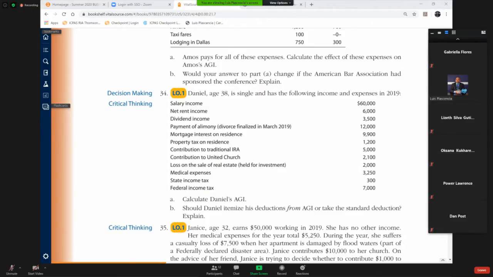Gross income, we figured that out first: salary, rent income, dividend income. Again, that's step number one, to figure out gross income. Then we figure out the deductions for AGI. Alimony paid, that's not a deduction, as we talked about before.